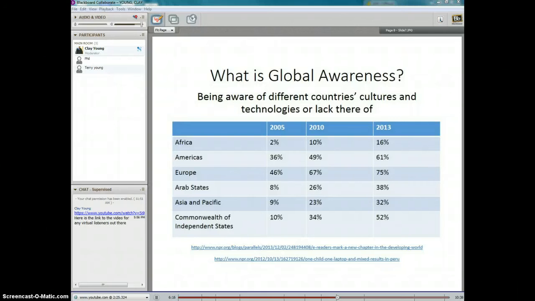What is global awareness? Global awareness is being aware of different countries' cultures and technologies or lack thereof. In this table, you can see the percentage of internet users collected per region by the International Telecommunications Union. Each region continues to establish internet users each year, but some places such as Africa are growing at a slower rate due to the amount of developing countries in Africa and lack of technologies and resources.